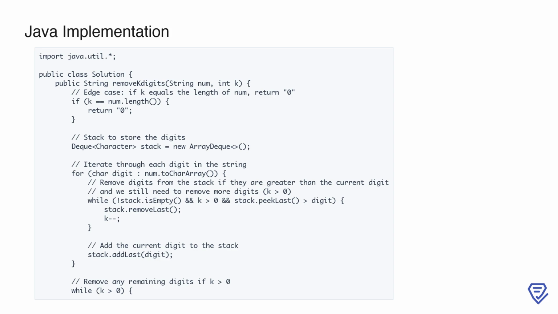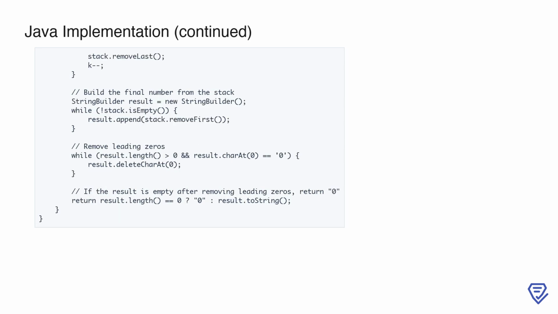Next, we use a stack, implemented as a deque, to help us determine which digits to keep. As we iterate through each character in the number string, we compare the current digit with the top of the stack. If the top digit in the stack is greater than the current digit and we still need to remove more digits, we pop the stack and decrement k. This ensures that we remove larger digits earlier, favoring smaller digits to achieve the smallest possible result. After handling such cases, we add the current digit to the stack for further processing.